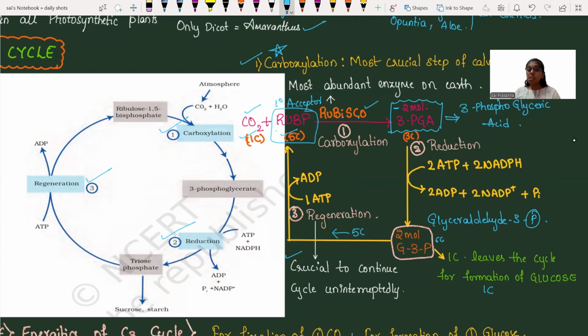Which is the most crucial step of the Calvin cycle? Carboxylation? Which is the crucial step so that the Calvin cycle continues uninterruptedly? You have to say regeneration. Yes. So when 1 carbon is escaping from each cycle, as glucose consists of 6 carbons, how many carbons need to escape from each cycle? 1. So 6 cycles have to be conducted to form 1 glucose molecule.